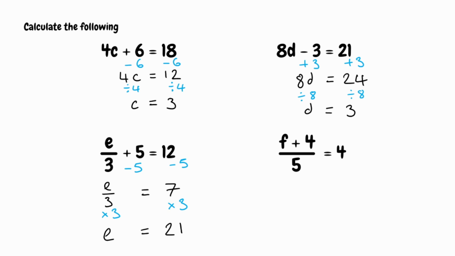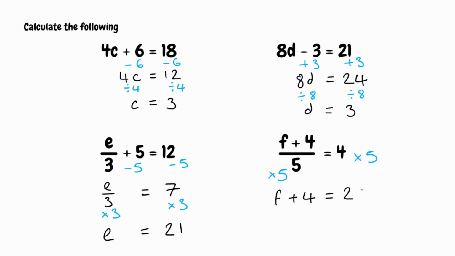Moving on for this next equation, we have f plus 4 divided by 5 is equal to 4. So again, looking at the left-hand side, we're starting with f, we're then adding 4, and then we divide by 5. So because that divide by 5 is the last operation that we do, we're going to get rid of that first. So the opposite of divide by 5 is to multiply by 5. So we're going to multiply the left-hand side by 5, which means we also need to multiply the right-hand side by 5. So now on the left-hand side, we've got rid of that divide by 5, so we're going to be left with f plus 4 is equal to, and now on the right-hand side, we've got 4 multiplied by 5, which is 20.